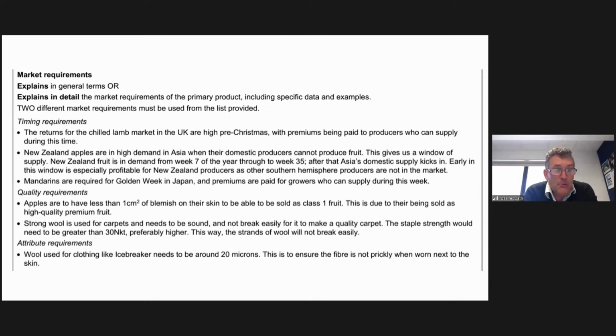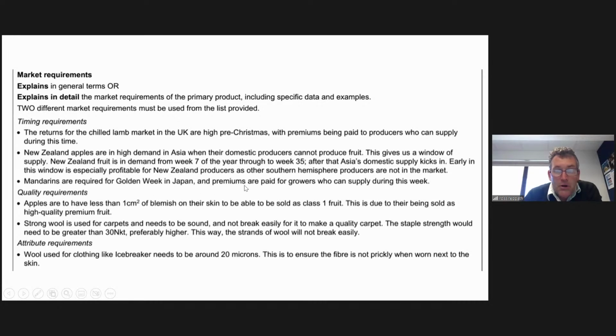Just by way of an example, and this also comes from an old marking schedule, here explain the market requirements and what the quality requirements perhaps are. So in this case, a timing requirement being described in terms of the chilled lamb market, UK Christmas, and the premiums being produced. Apples.